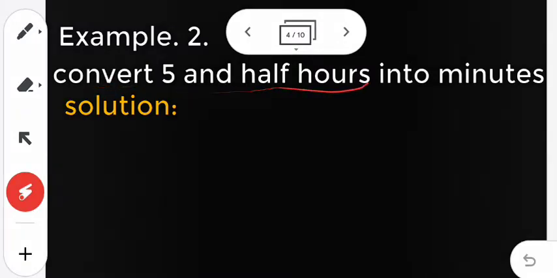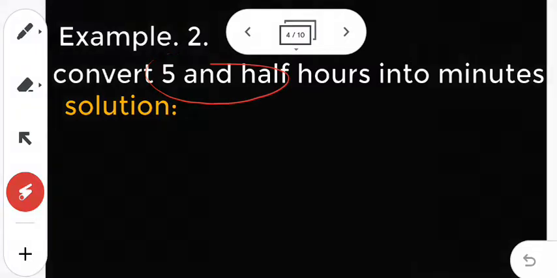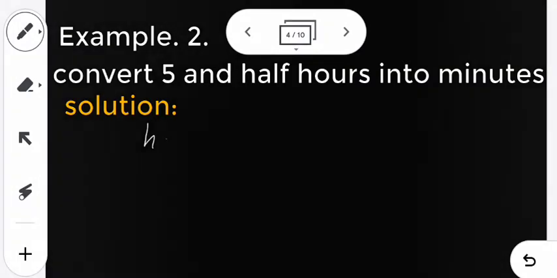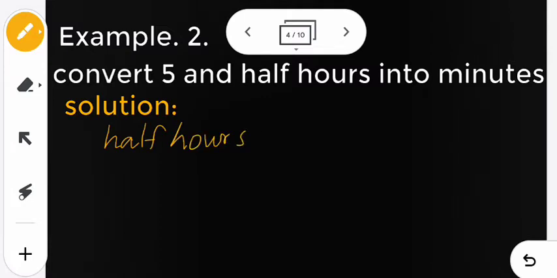Convert 5.5 hours into minutes. 5.5 hours into minutes. Okay. So 5.5 hours. Half hour is how many minutes? Half hour equal to 30 minutes. Quarter hour equal to 15 minutes and half hour equal to 30 minutes.